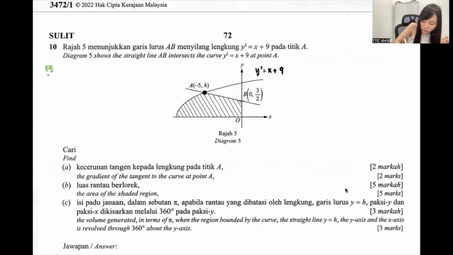This one is under Form 5, Chapter 3, Integration, my dear. Integration, normally what will they ask you? Area, they will ask you volume. So yeah, integration questions, okay? Integration questions normally will actually mix with Chapter 2 also, differentiation. This question, they also ask you tangent. So yeah, they also mix with Chapter 2. Let's look at A. A, they say, find the gradient of the tangent to the curve at point A.